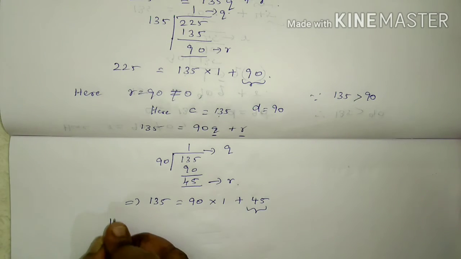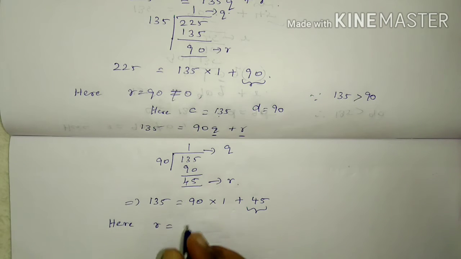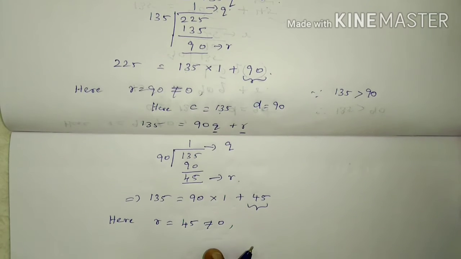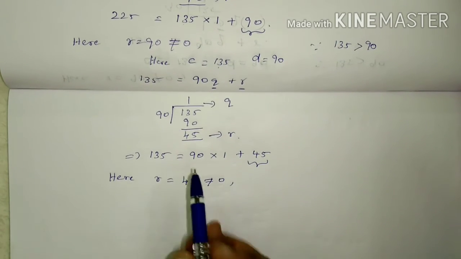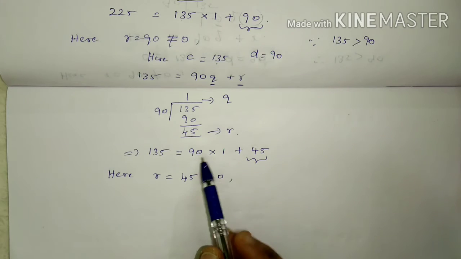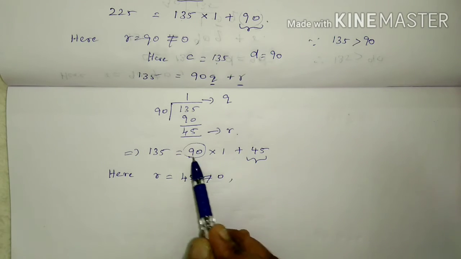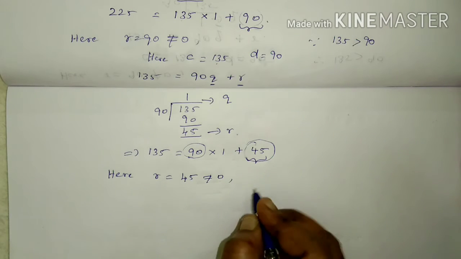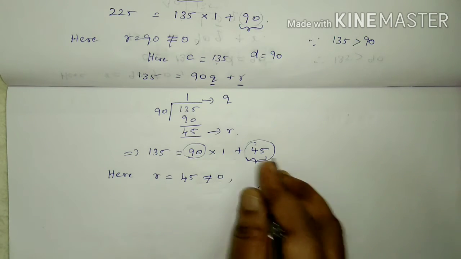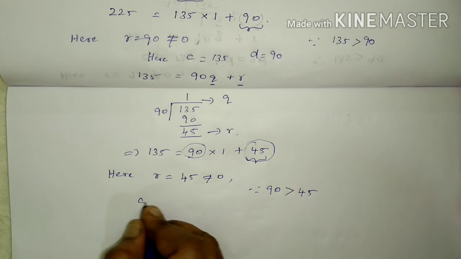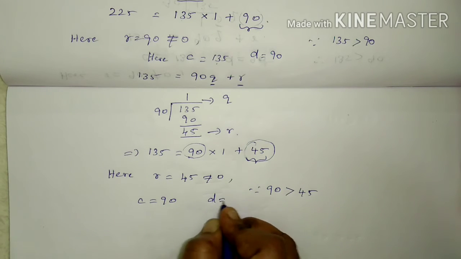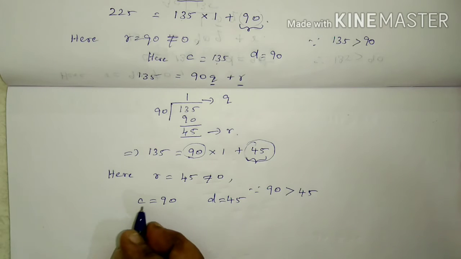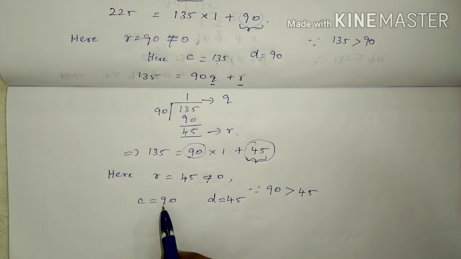Here also our R value equal to 45, which is not equal to 0. Then means again we have to continue the process. That is, again we are going to apply the Euclid's division algorithm to these two integers 90 and this integer 45. So here, since 90 is greater than 45, our C value is 90 and our D value is an integer 45.